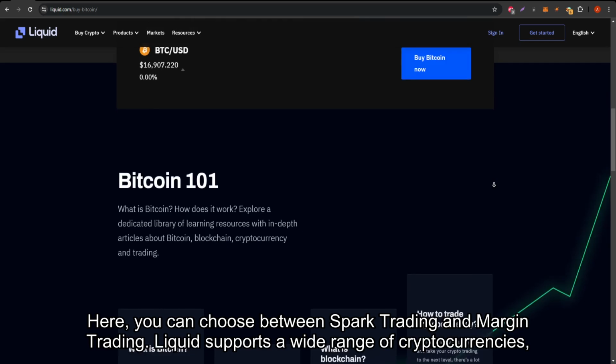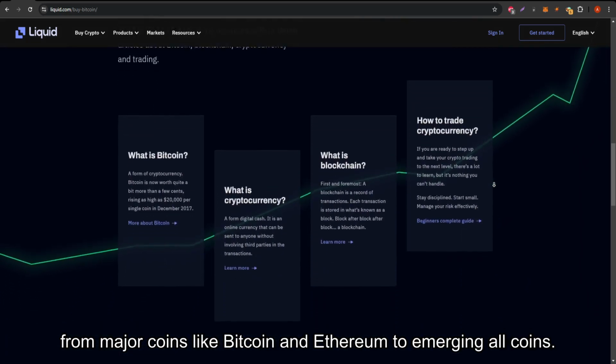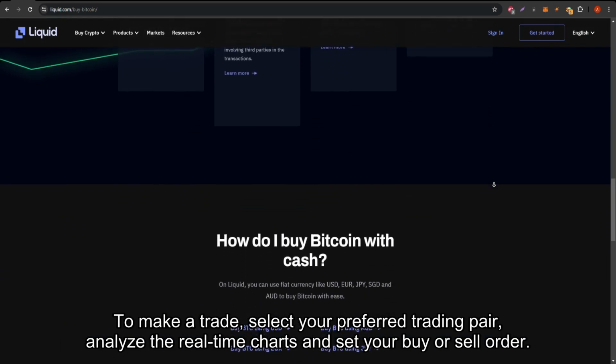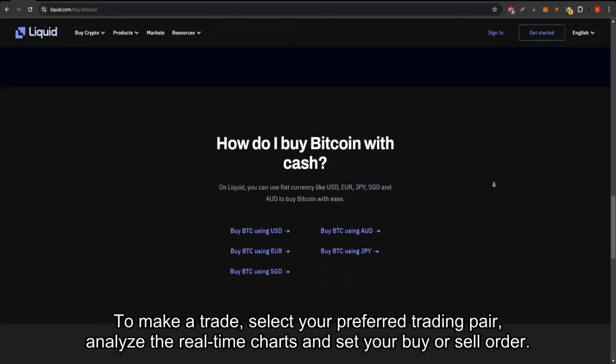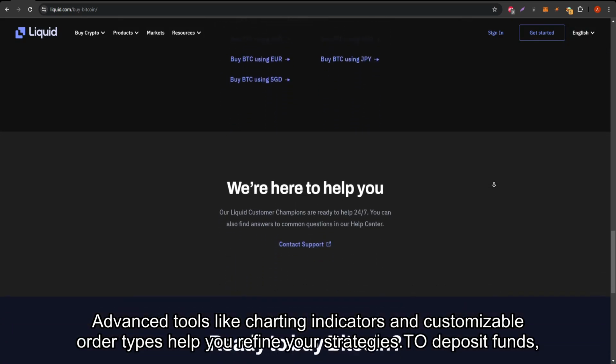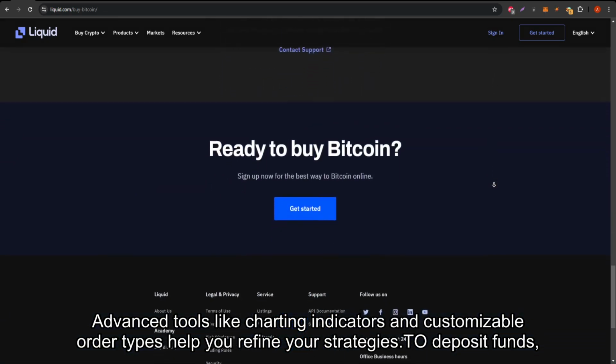Liquid supports a wide range of cryptocurrencies, from major coins like Bitcoin and Ethereum to emerging altcoins. To make a trade, select your preferred trading pair, analyze the real-time charts, and set your buy or sell order. Advanced tools like charting indicators and customizable order types help you refine your strategies.